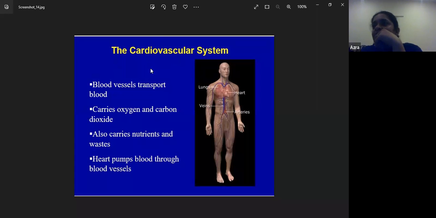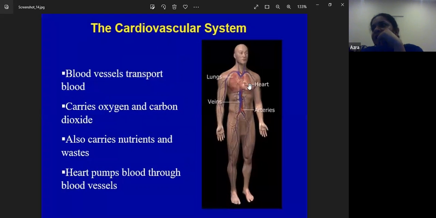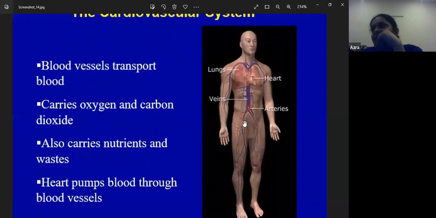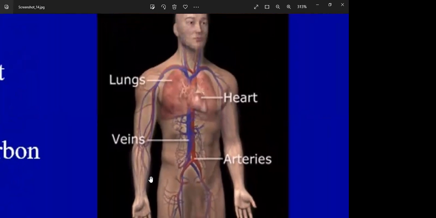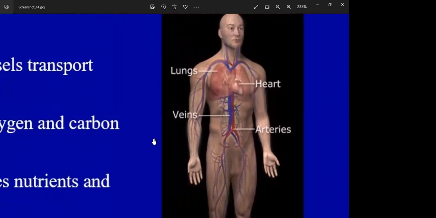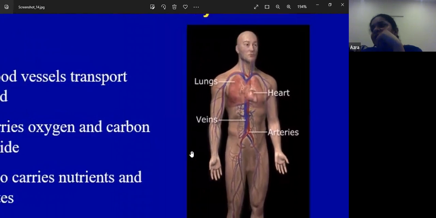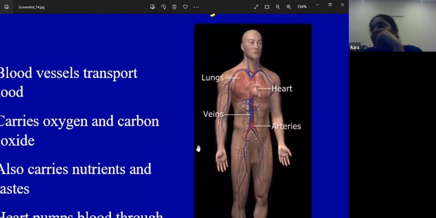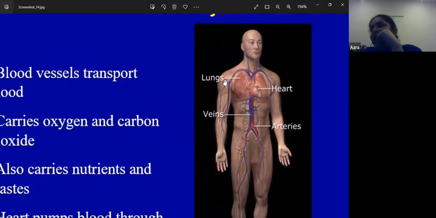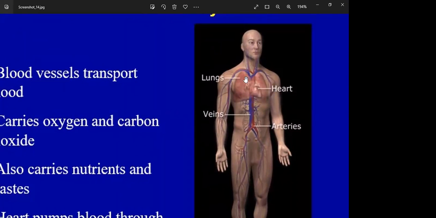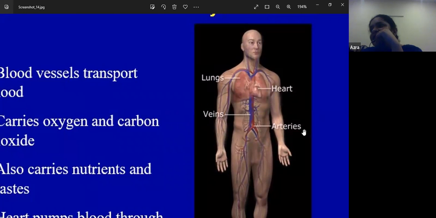So next is the cardiovascular system. In the cardiovascular system, this is the human body. This is the heart. Have you seen clearly? Yes, ma'am. This is the heart, and this is the lungs, and these are the veins, and these are the arteries.